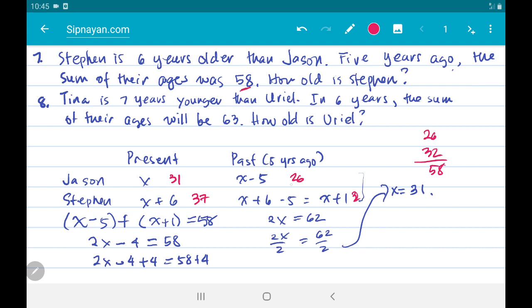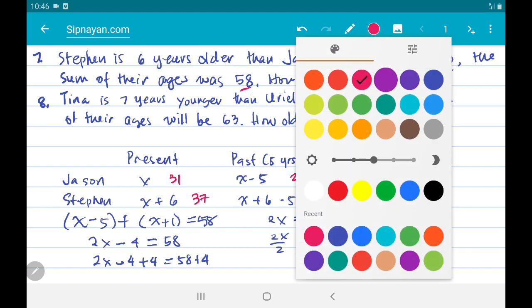So, 5 years ago, the sum of their ages was 58. So, tama naman tayo dito. Which means na tama yung sagot natin. Pero ang tinatanong, how old is Stephen? Siyempre, pag sinabi natin how old is Stephen, present age yung tinatanong. Kasi kung 5 years ago, sasabihin niya, how old is Stephen 5 years ago? Parang sinasabi, how old are you? Di ba? Siyempre, pag sinasabi mo, how old are you, yung tinatanong niya yung present age mo. So, the present age of Stephen is 37. 37 is our answer. Okay?